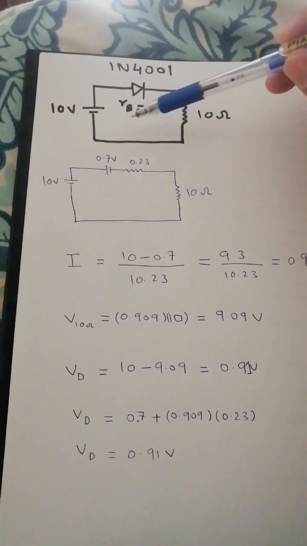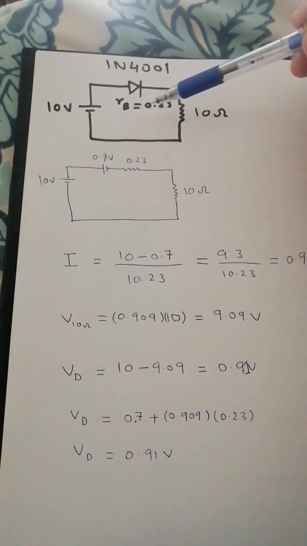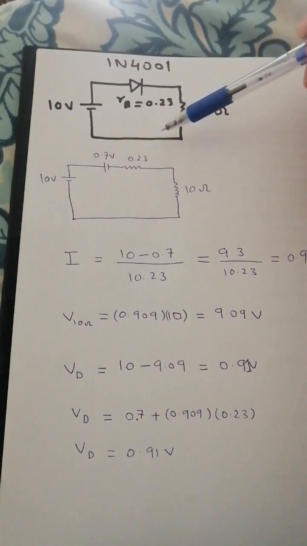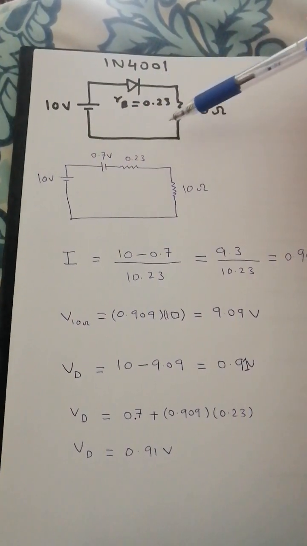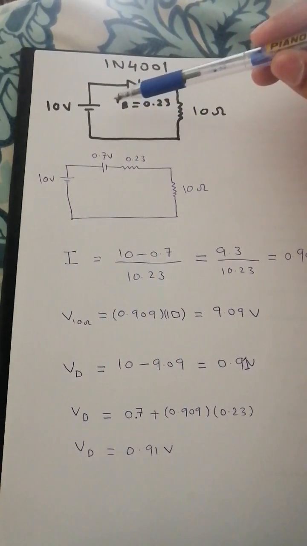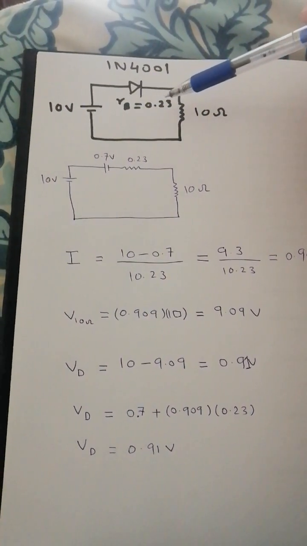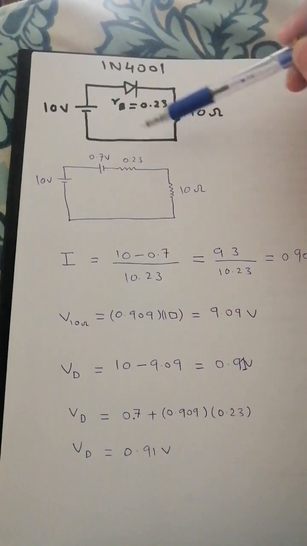And now we are going to find the current in this circuit, and as all the components are connected in series, this current is the same for all the components in the circuit.